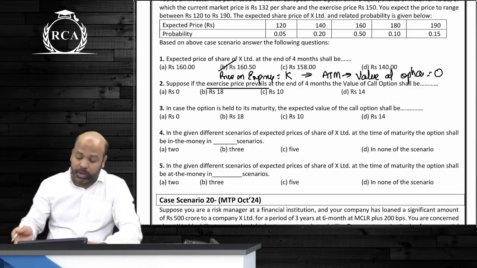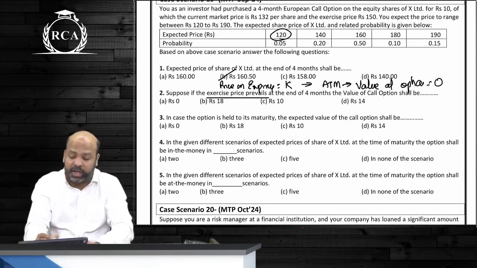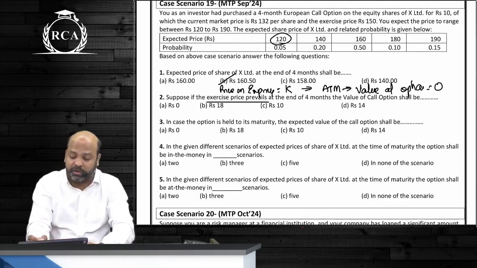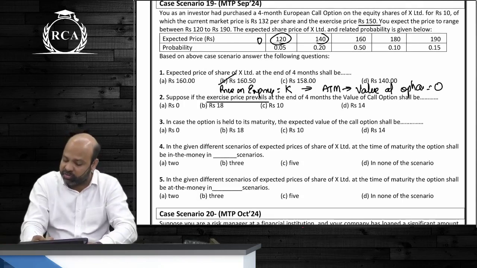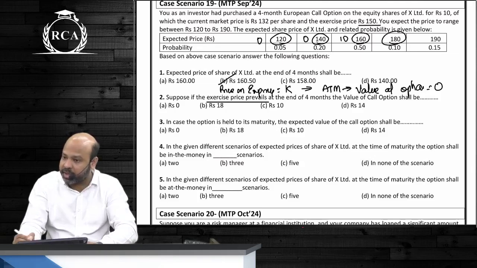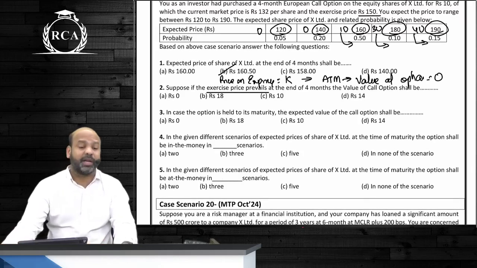So यहाँ पे you have to compare individual values. At 120, will you exercise call option with a strike price of 150? No. Call option is exercised only when price on expiry is greater than strike price. So at 120, value of option is 0. At 140, at 160, 10 rupees. At 180, at 190, you multiply 10 with 0.5, 30 with 0.1, 40 with 0.15. That will become expected value of call option.